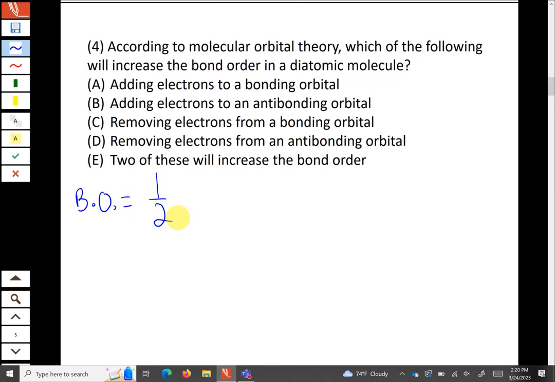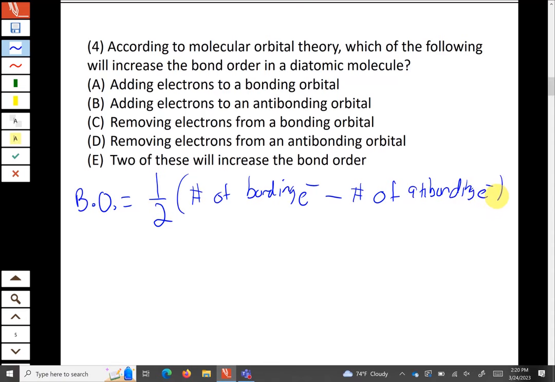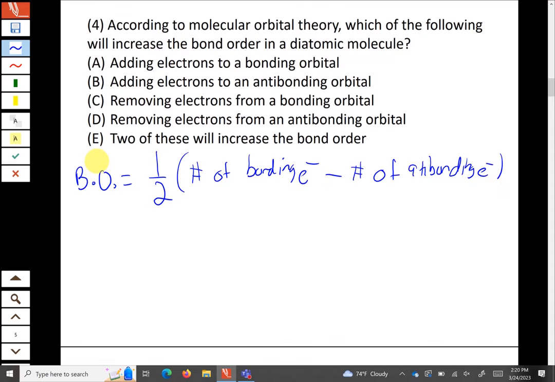So bond order is going to be 1/2 times the number of bonding electrons, that's the number of electrons in bonding orbitals, minus the number of anti-bonding electrons. So it's that sort of competition between those two. So there's basically 4 possibilities for how we can influence the bond order of a molecule. We can either add or subtract electrons from a bonding orbital, or add or subtract electrons from an anti-bonding orbital. So let's go over those possibilities.